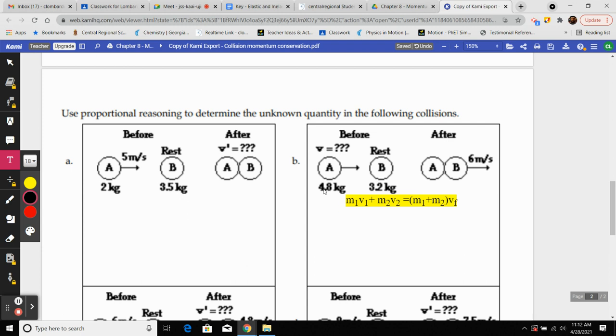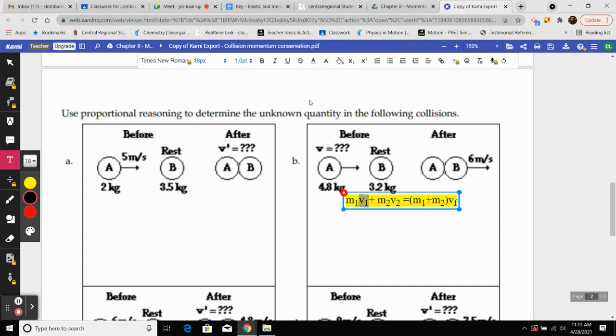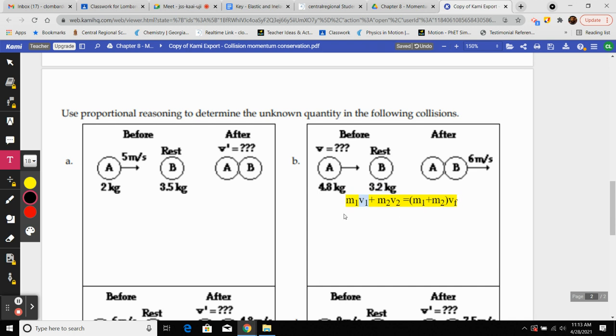All right, we have M1, we don't have the V1. We have M2, we don't, well, technically we do have V2, it's 0. We have both masses, so we have M1 and M2, and do we have the final velocity? We do, it's 6. So the only thing that we're not given here is V sub 1, or V1.